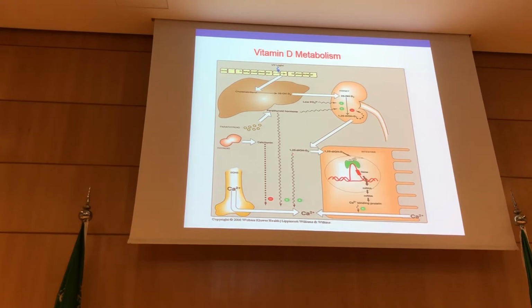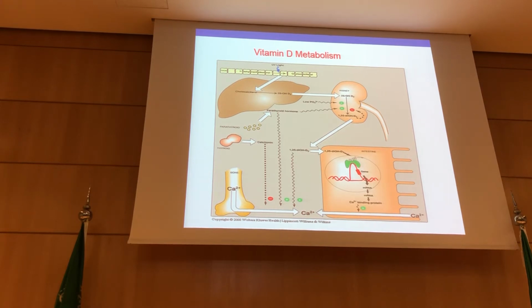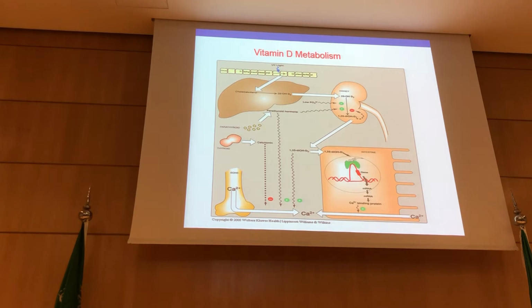Now the 1,25-dihydroxycholecalciferol, which I said is the active form of vitamin D, is in the intestine. It plays a role to stimulate the intestinal absorption of calcium, and this also has an indirect effect because it stimulates the gene expression, which stimulates the formation of specific proteins that play a role in the stimulation of intestinal absorption. These proteins are called calcium binding proteins.